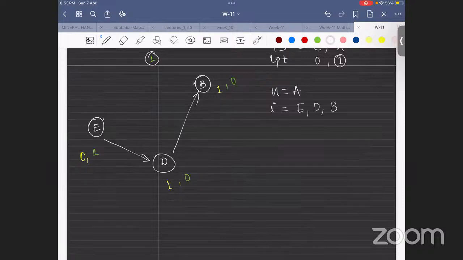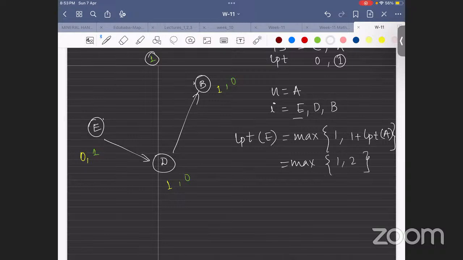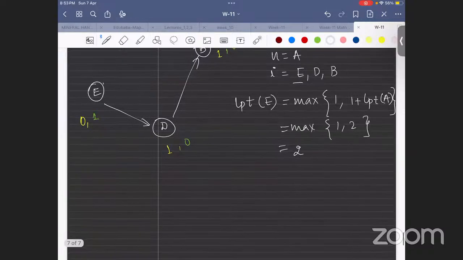Now you have to calculate the LPT. So longest path to E. What should be the value of longest path to E? Maximum of longest path to E, which is 1, plus 1 plus LPT of A, right? What should be the value now? Maximum of 1, 2. So now we have got the LPT for E as 2. So you will update the value of longest path to E.